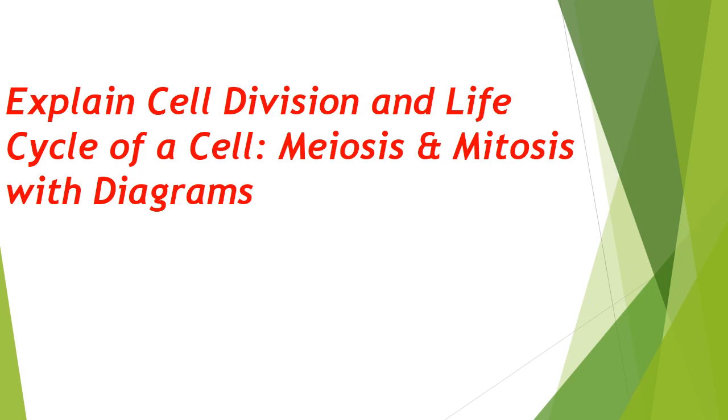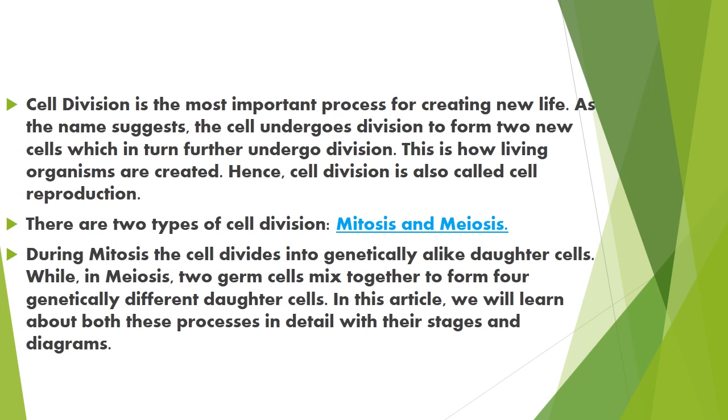So explain cell division and life cycle of a cell, meiosis and mitosis with diagrams. Cell division is the most important process for creating new life. As the name suggests, the cell undergoes division to form two new cells, which in turn further undergo division. This is how living organisms are created. Hence, cell division is also called cell reproduction.